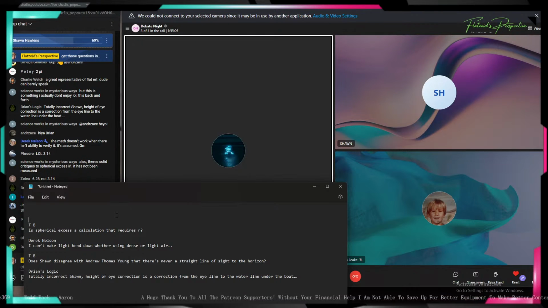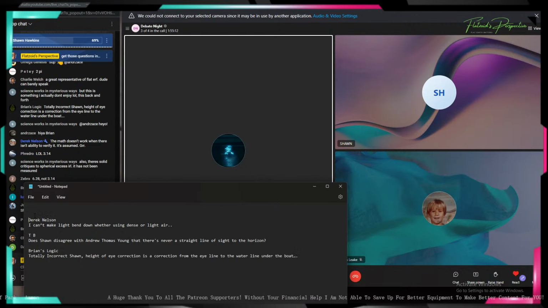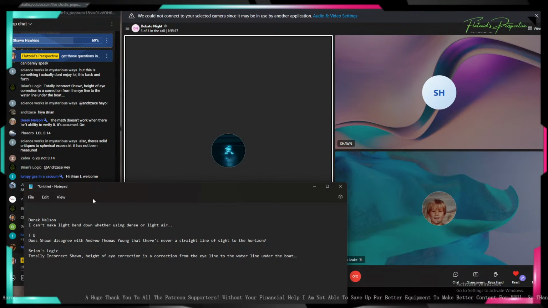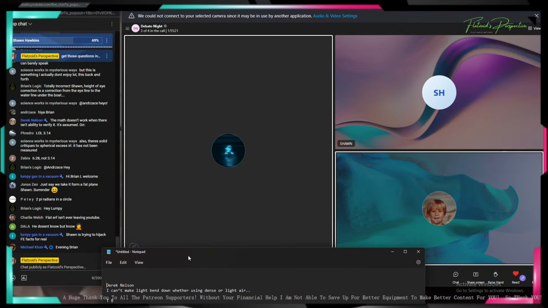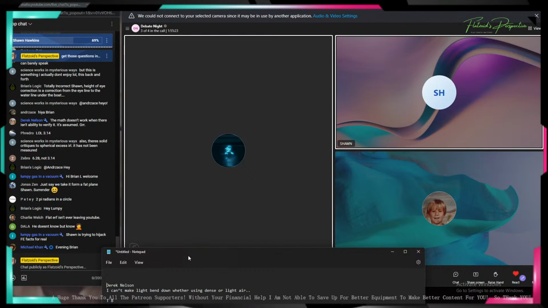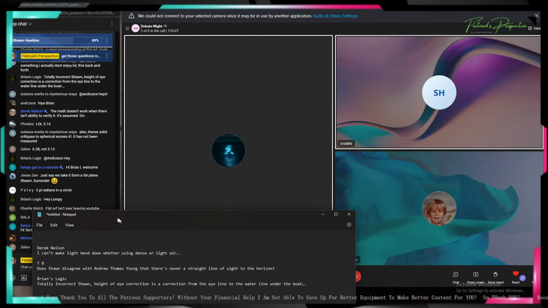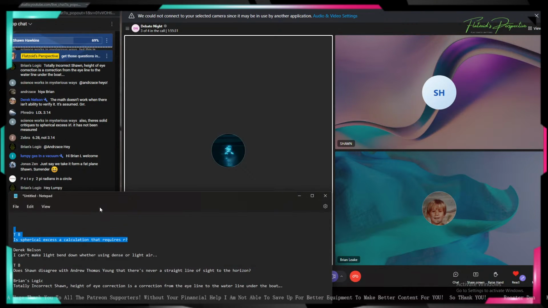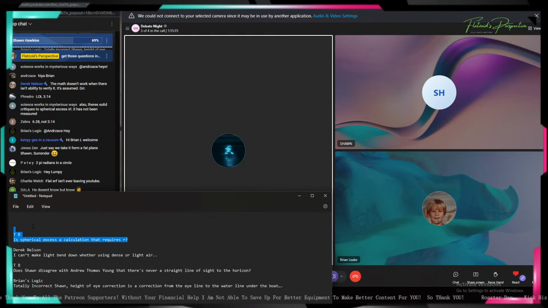Okay, from TB again. Is spherical axis a calculation that requires R? No, I don't believe it does. Okay. Main surveyor and can't remember the other guy's name from Michigan. He'd be the one to talk to about that, but I don't believe they take R in NPR. It was, is spherical axis a calculation that requires R?